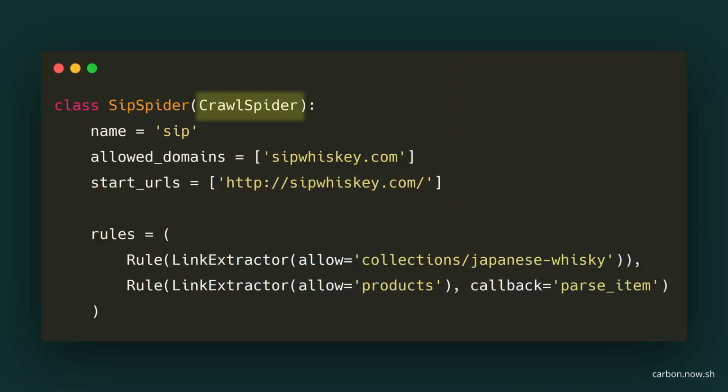We can use the rules and the link extractor to really decide which links we want to follow. And then based on those rules, we can also pass off those links to our callback and our parse function to scrape that data out. In this video, I'm going to show you how.